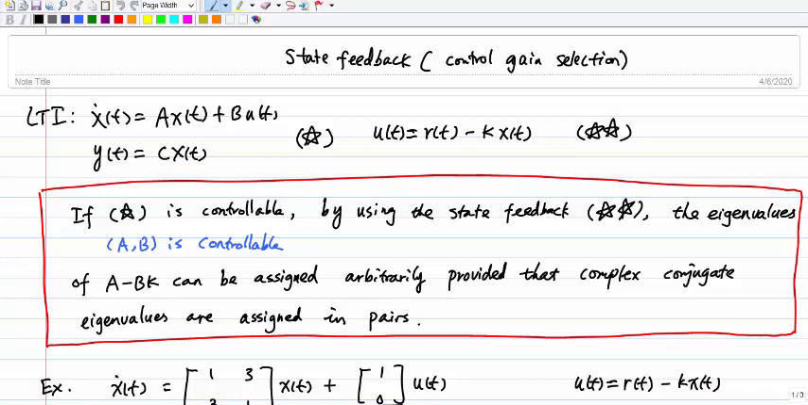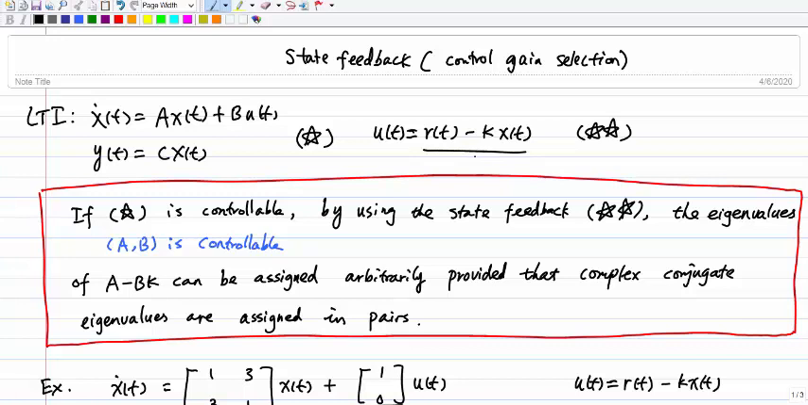Okay, so in this section I talk about how we design the control gain, and what are the principles we typically use to design the control gain. Let's go back to the previous setup. We have a linear time invariant system given by x dot t equals Ax(t) plus Bu(t), and y(t) equals Cx(t). That's the original linear time invariant system. And we have a state feedback control given by u(t) equals r(t) minus Kx(t). So this is called state feedback.